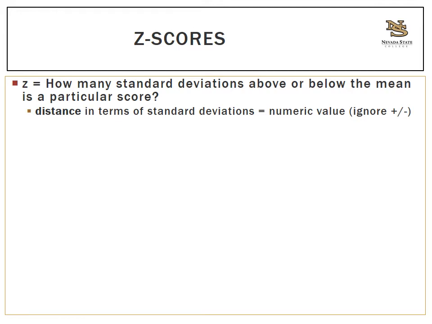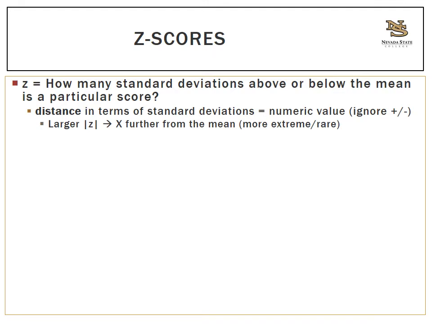So for instance, if your mean was 100, you had a score of 110, and your standard deviation was 5, then you would have a z-score of 2, because 110 is 2 fives, 2 standard deviations above that mean of 100. If you had, again, a mean of 100 with a standard deviation of 5, and a score of 90, that would be a negative 2, because 90 is 2 fives, 2 standard deviations below the mean of 100. So that numeric value, that 2, tells you both the 90 and the 110 are 2 standard deviations, or 2 fives, away from the mean.